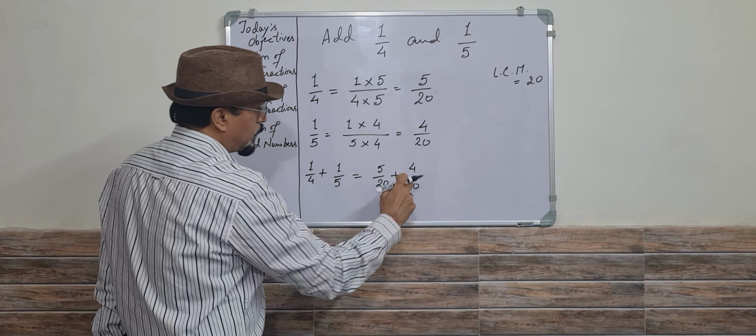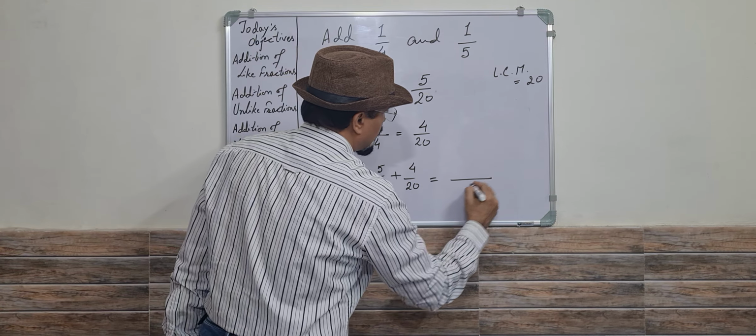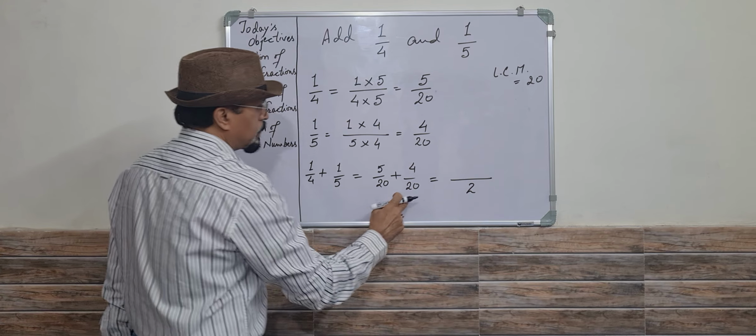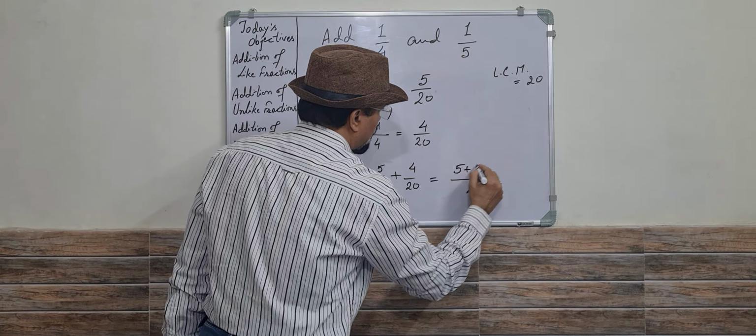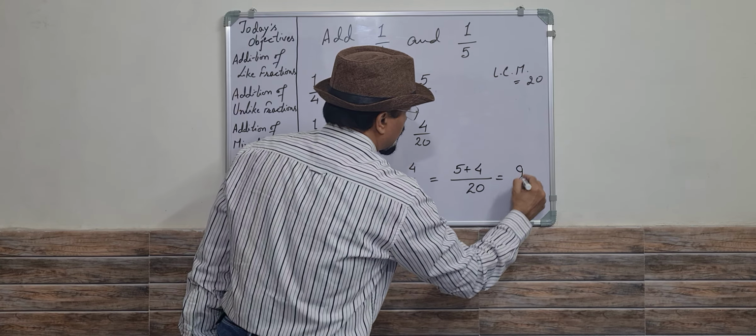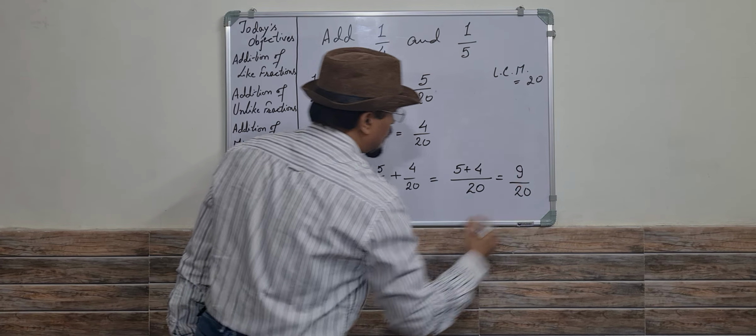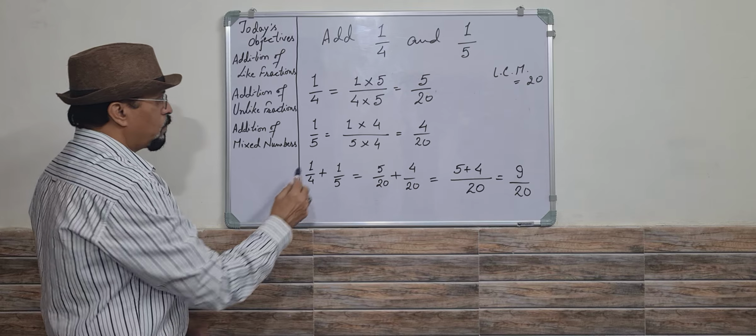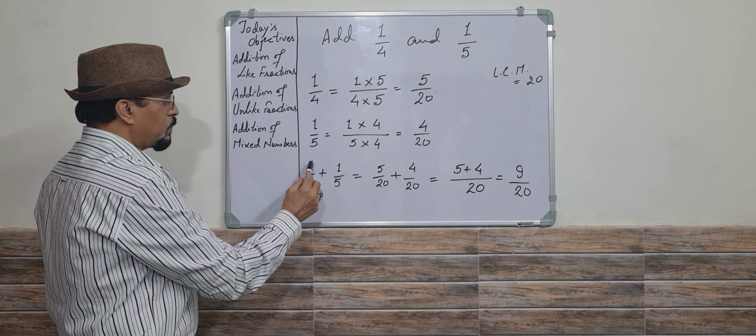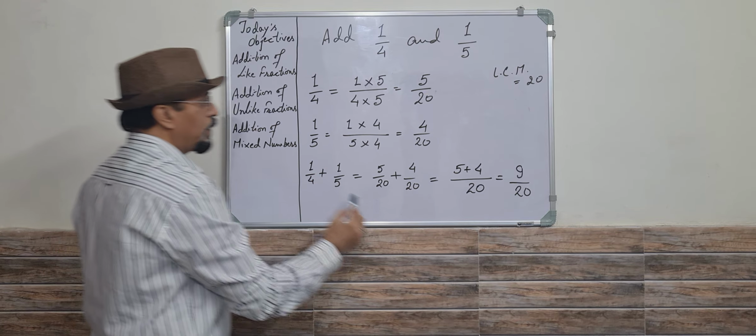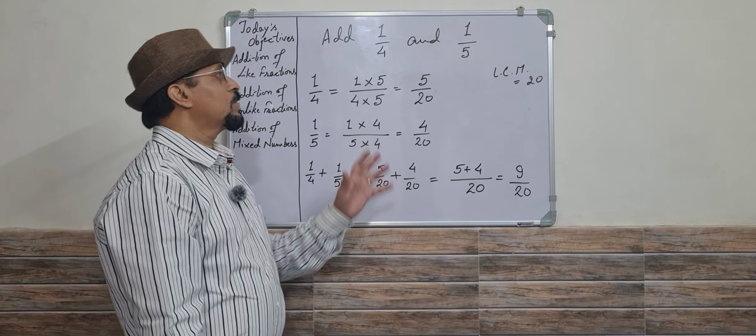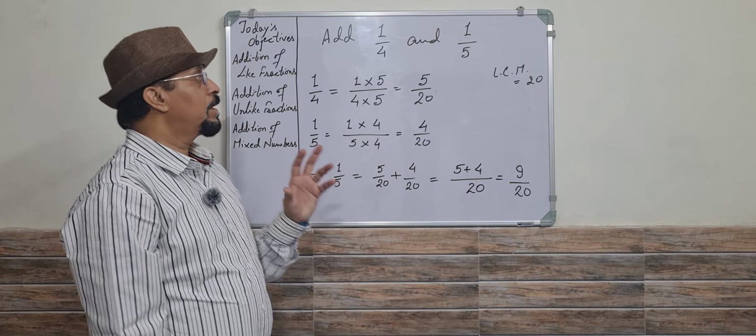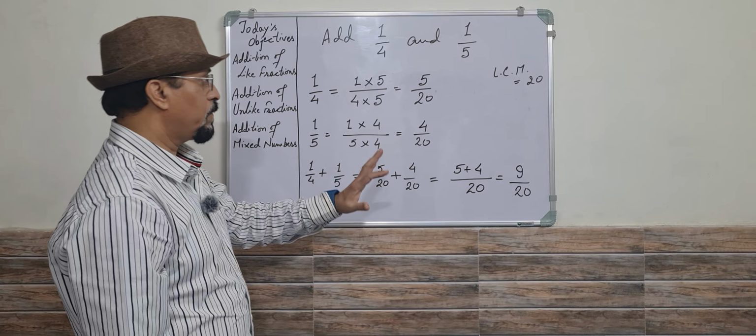Now when I have to add these two, the simple method is, since the denominators are same, I'll write the denominator like this, and I'll add 5 plus 4, which is 9 by 20. So the addition of two unlike fractions 1 by 4 and 1 by 5 is 9 by 20. This is the answer. So this is how we have to add the unlike fractions.